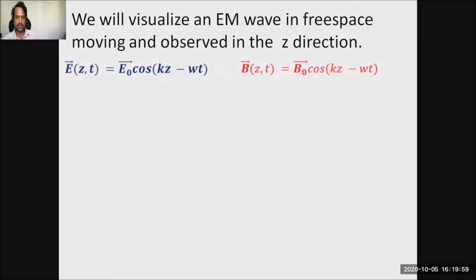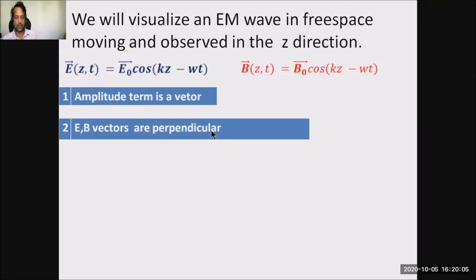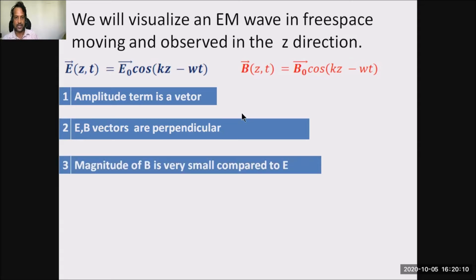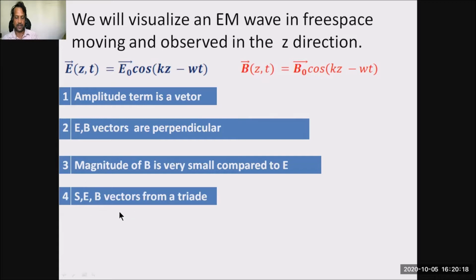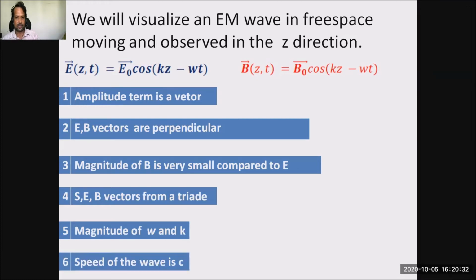So what we will be visualizing today: the amplitude term is a vector. Point number 2, both the vectors E and B are perpendicular to each other. The magnitude of B is very small compared to E. That is, E by B is in fact c, the speed of light. The three vectors, the propagation vector, electric field vector, and magnetic field vector, form a triad, a right-handed system. We'll also visualize the magnitudes of omega and k, and also measure the speed as c. So let us look into the simulation part.